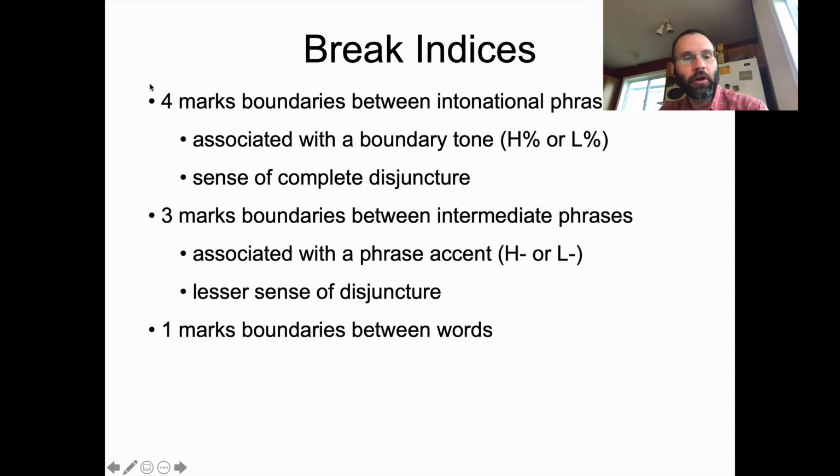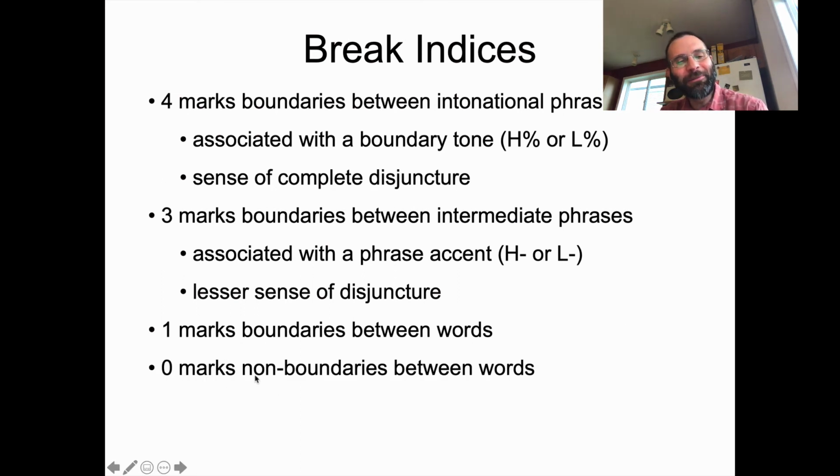We've seen as well the lower levels of this. So 1 will mark a boundary between words, and you may not hear any sense of disjuncture at all between those. And you probably won't. If you do, you're probably going to have to transcribe it as 3 or 4, basically. Because as we know from acoustic phonetics, when we speak, our words just run into each other. They don't have to take a break for you to figure out what they are, at least if you speak the language well. So a 0 marks non-boundaries between words, where they're bleeding into each other across word boundaries, and you get clear co-articulation at the segmental level between words.